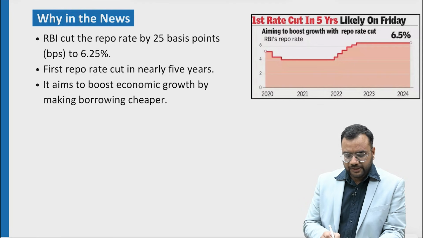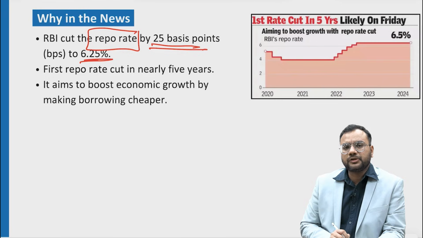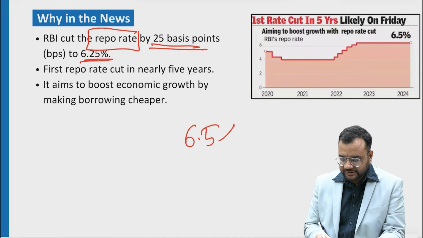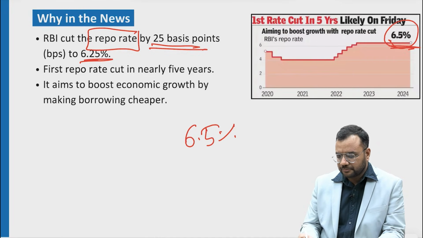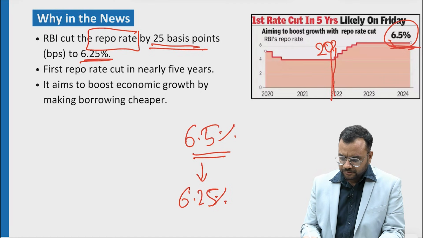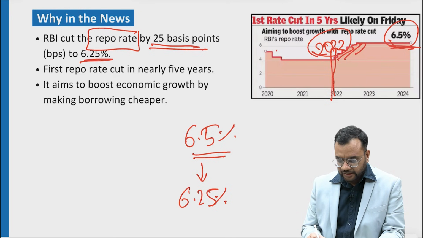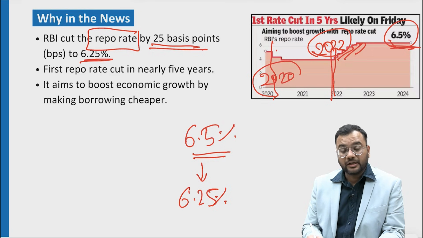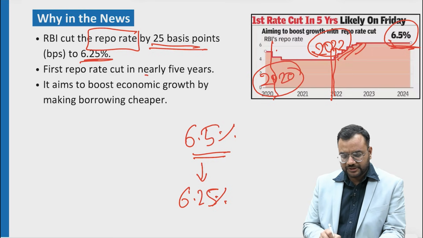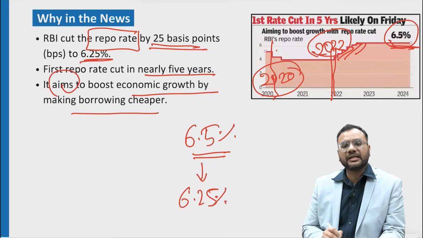So, starting, why in the news? So, RBI has cut repo rate by 25 basis point to 6.25%. So earlier it was 6.5%. As we can see in the diagram, it was 6.5%, but it has been reduced to 6.25%. Also in this diagram, we can see that since 2022 there has been no rate cut, only the rate has increased. Even last rate cut was in 2020 during the COVID period. This is first rate cut in nearly 5 years. The purpose or the aim is to boost economic growth by making borrowing cheaper.